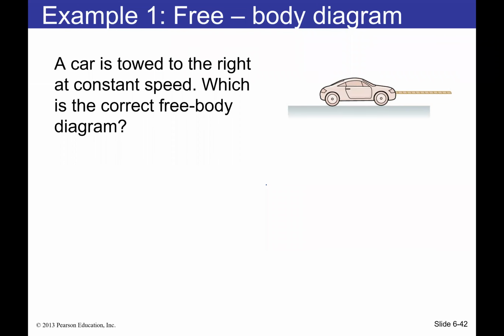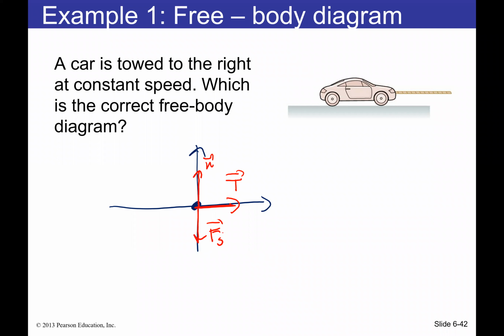Right, so here's one simple example. A car is being towed to the right at constant speed. Which is the correct free body diagram? Now you take the car at the center of your coordinate system, and you start drawing your forces. Well, there's a rope to the right, so there's a force like that, which is the tension. Well, there is the surface force, normal force upward, and there's gravity downward. Okay. So the question is, are those the only forces acting on it?